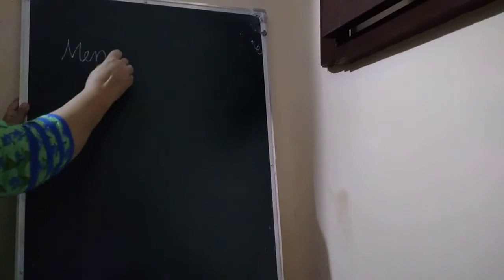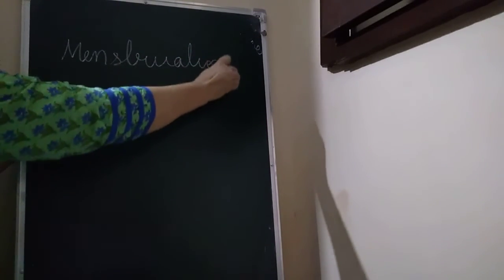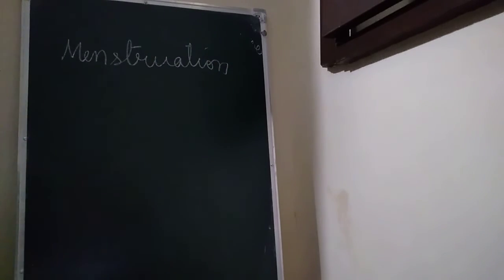Now, the next topic is menstruation. Now, what happens in it? If the ovum is not fertilized by a sperm, it is expelled from the uterus along with some uterine muscles with blood. And this is known as menstruation.